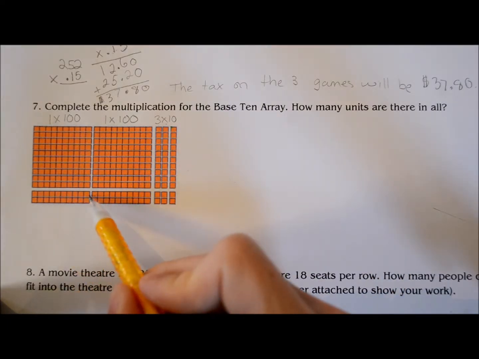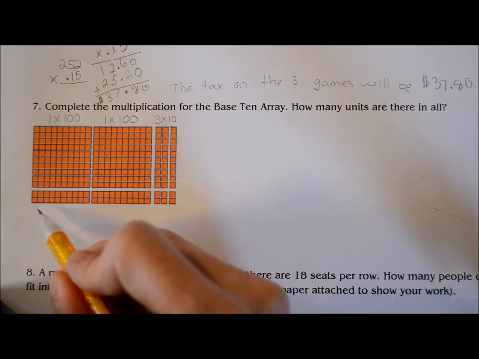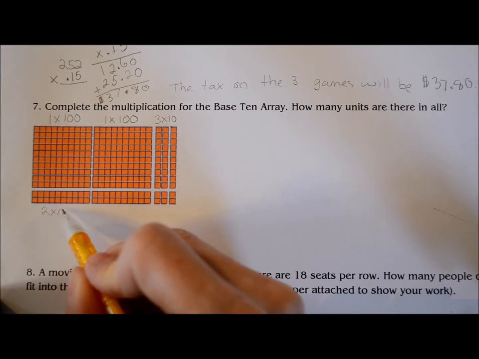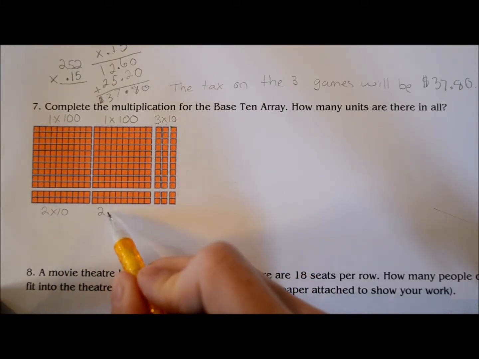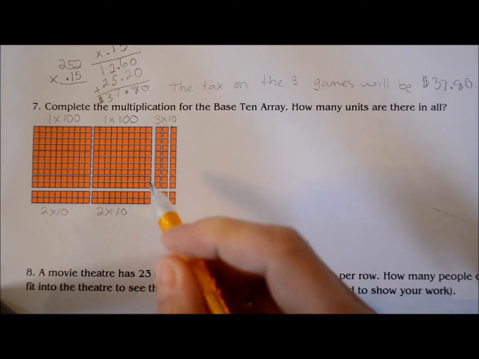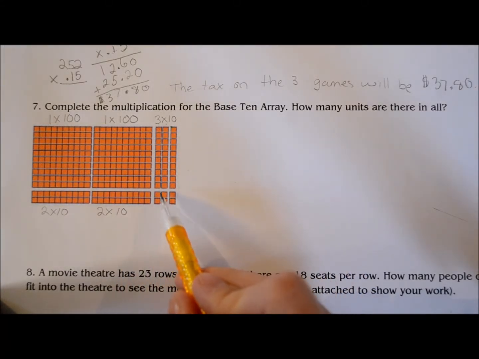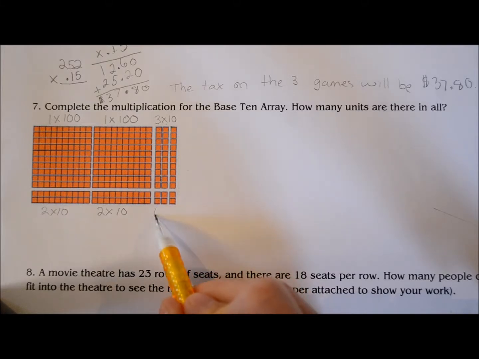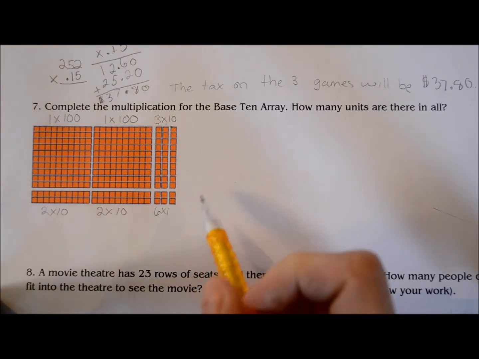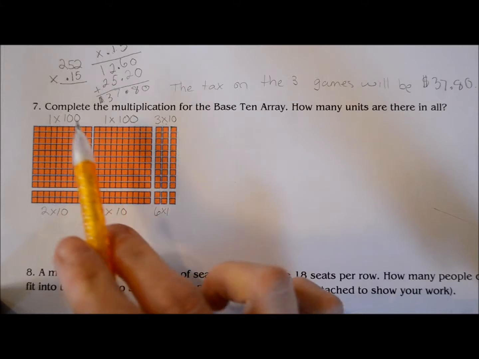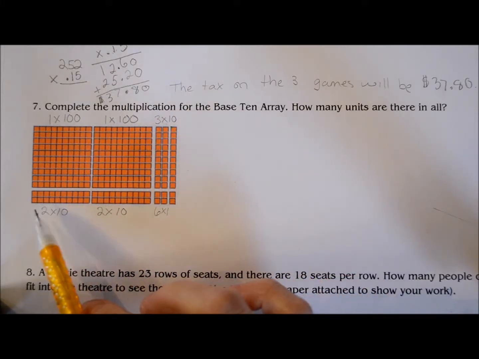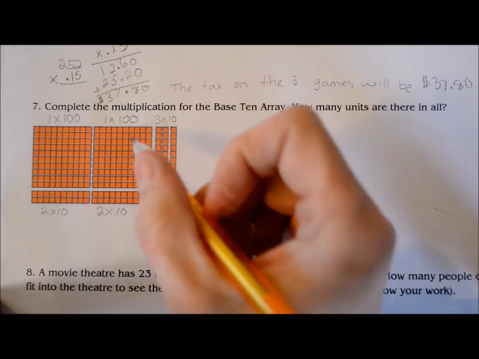Down here we have 2 more 10 rods. So 2 times 10. And here we have another 1, 2. 2 times 10. And down at the bottom we have 1, 2, 3, 4, 5, 6. So we have 6 groups of 1. So now that we figured out what's part of this base 10 array, now we need to add up all of our numbers. So here we go.